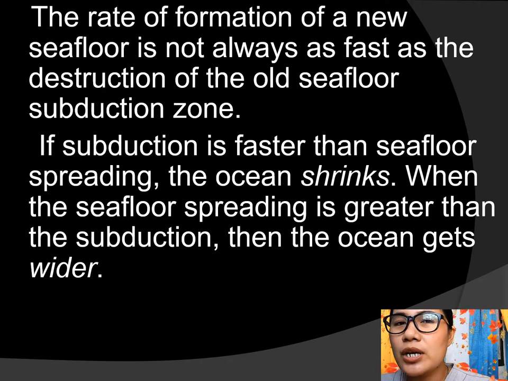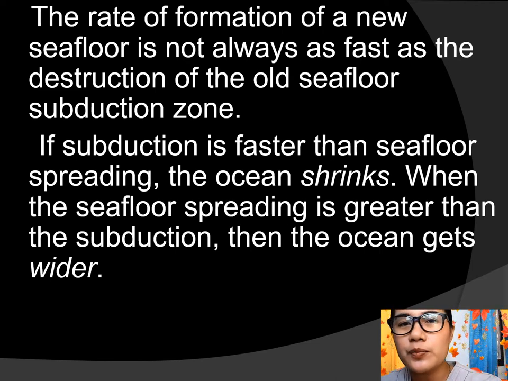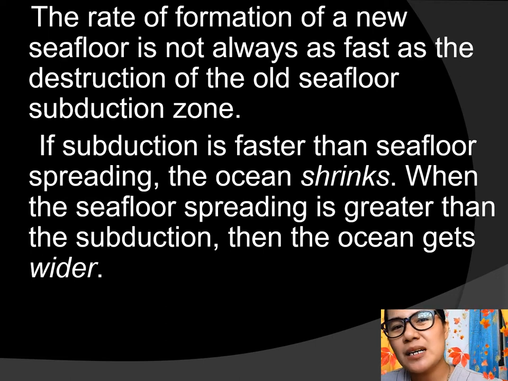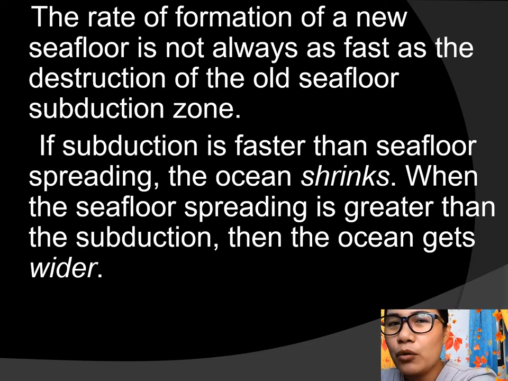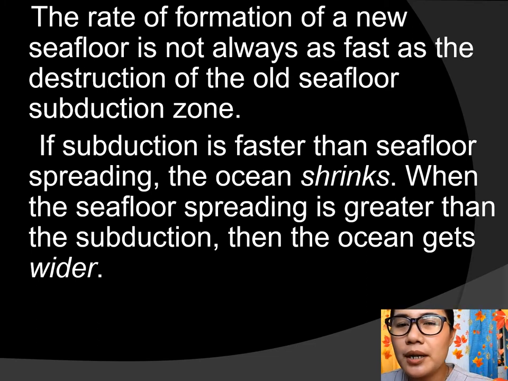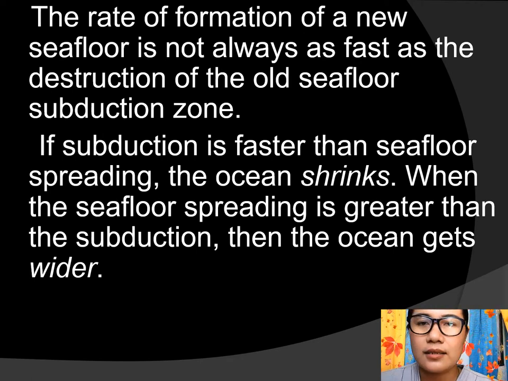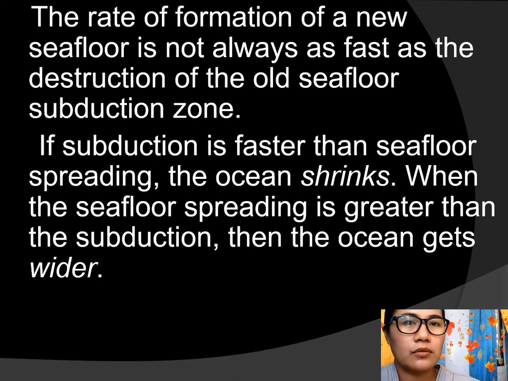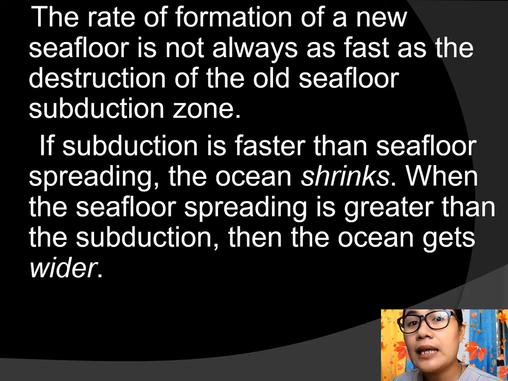What happens to the ocean? The ocean will shrink. But if seafloor spreading is faster than subduction, magma comes out quickly at the mid-ocean ridge, but the consumption at convergence is slow. What happens to the ocean? The ocean gets wider. There is a theory today by scientists that the Atlantic Ocean, the ocean between the Americas and Europe, is getting bigger.